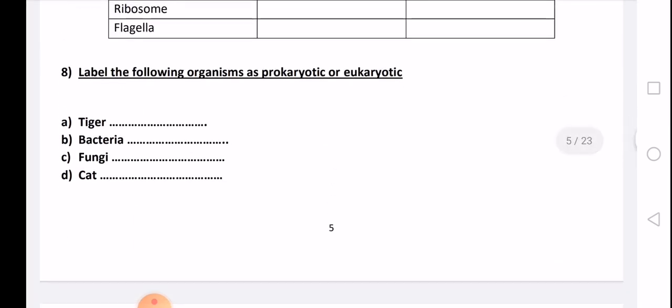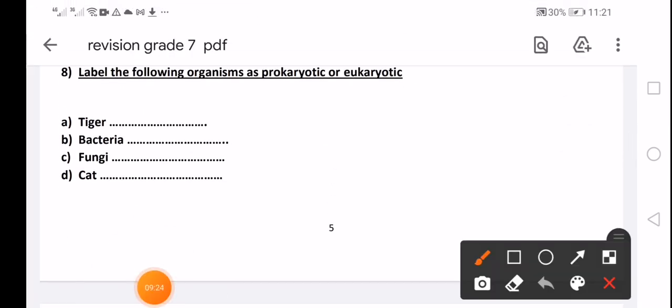Label the following organisms as prokaryotic or eukaryotic. Tiger, eukaryotic. Bacteria, prokaryotic. Fungi, eukaryotic. Cat, eukaryotic.